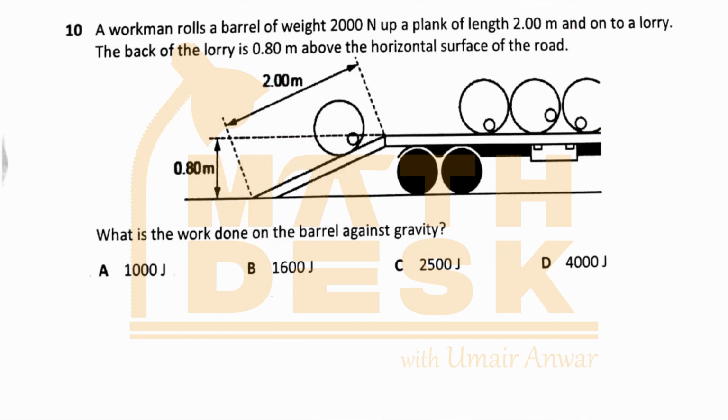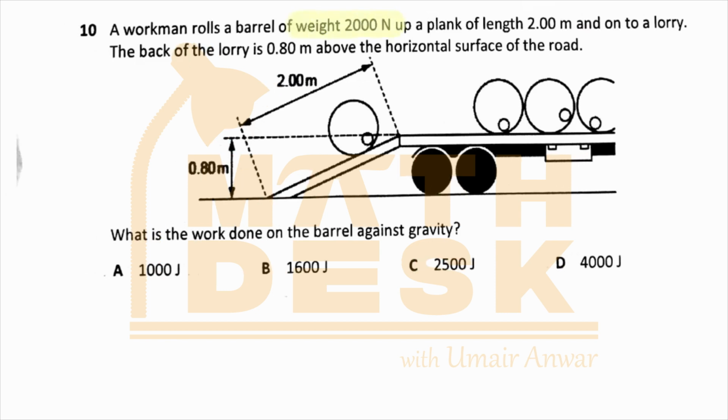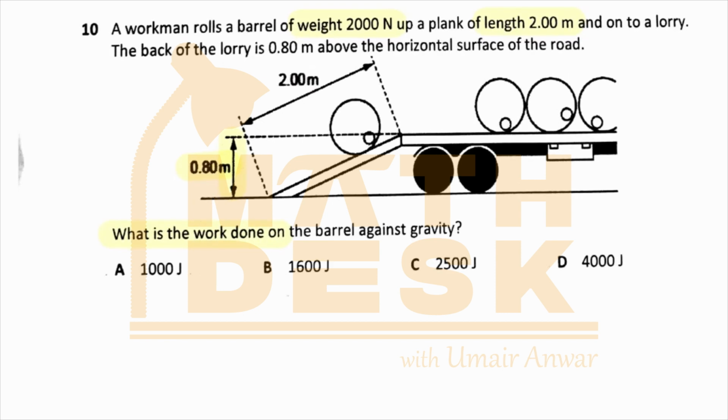The next question says a workman rolls a barrel of weight 2000 Newton up a plank of length 2 meters. So the barrel which is being rolled has a weight of 2000 Newton and the length it has to cover is 2.00 meters, onto a lorry. The back of the lorry is 0.80 meters above the horizontal surface of the road. So the height of the lorry is given to be 0.80 meters. What is the work done? So we have to find the work done on the barrel against the gravity.